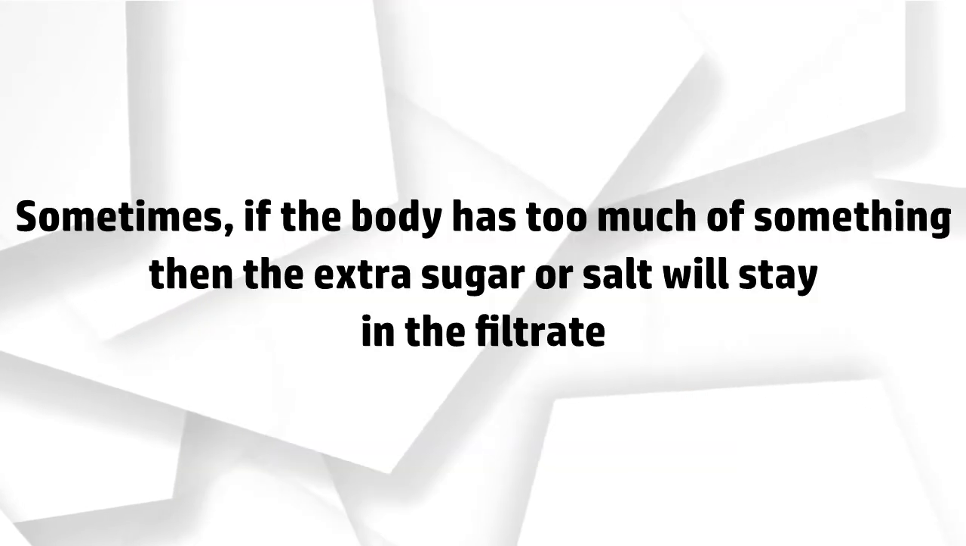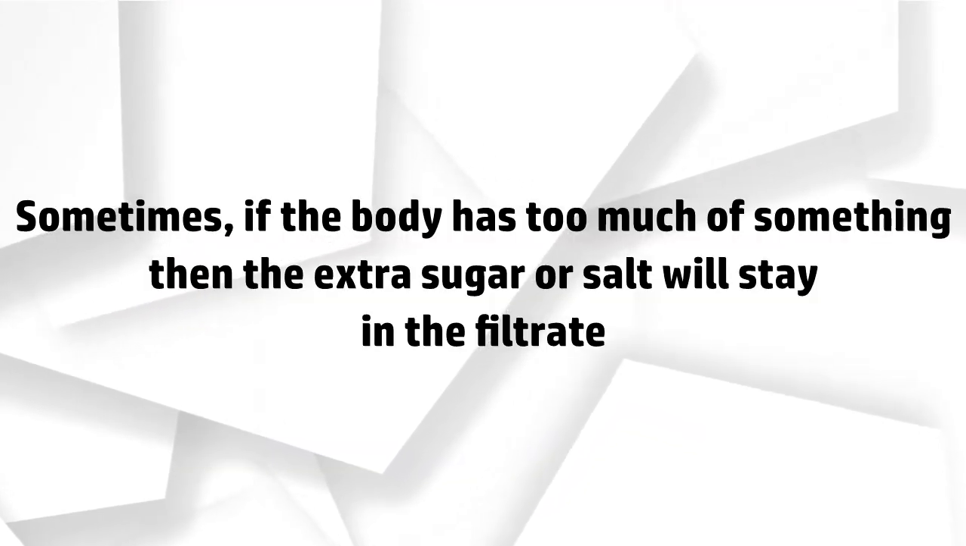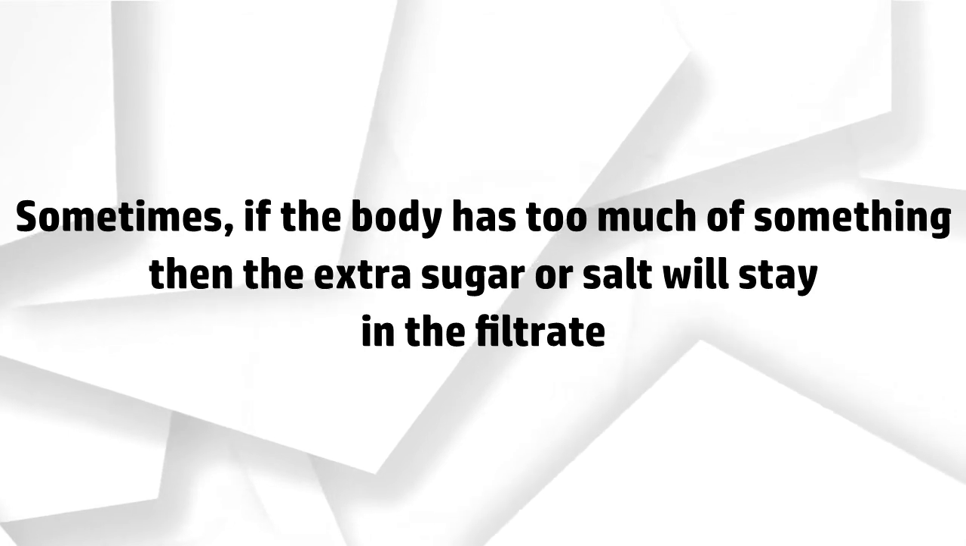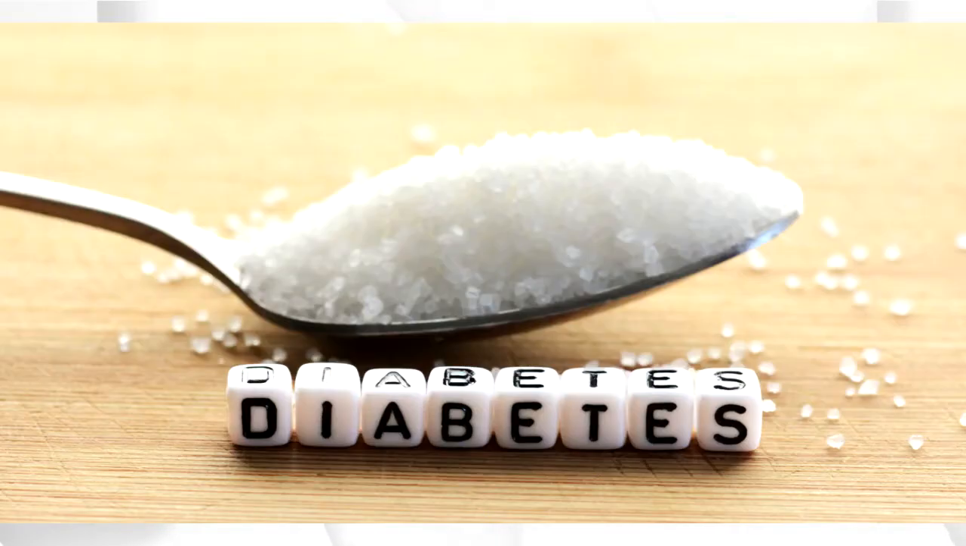urine. Sometimes, if the body has too much of something, then the extra sugar or salt will stay in the filtrate. For example, diabetics with high levels of blood glucose may have their glucose in their urine since it cannot be reabsorbed. The filtrate after reabsorption is like pre-urine, so this is the step before the actual urine.